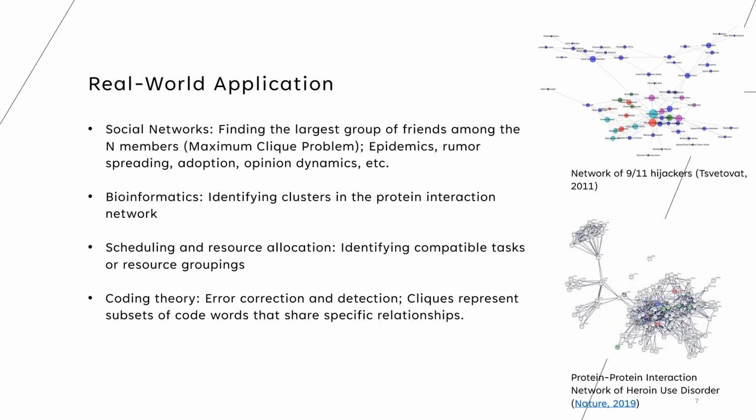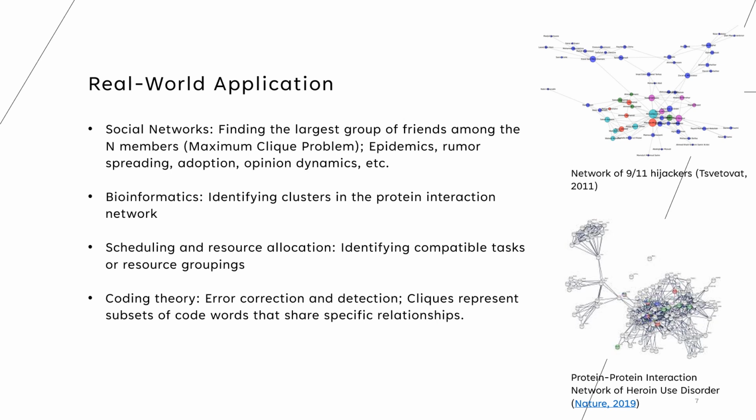The clique problem has diverse real-world applications. First, the maximum clique problem is utilized to identify the largest group of friends or communities within a network. This helps in studying phenomena like rumor spreading or stopping, epidemic modeling, opinion dynamics, and so on. Cliques are used to detect highly knit communities or subgroups within a network, as illustrated in the first graph.